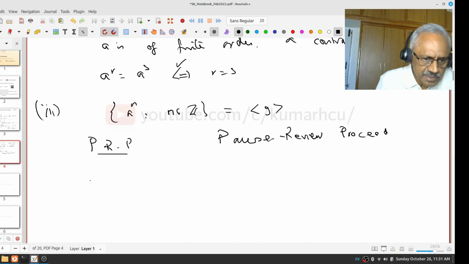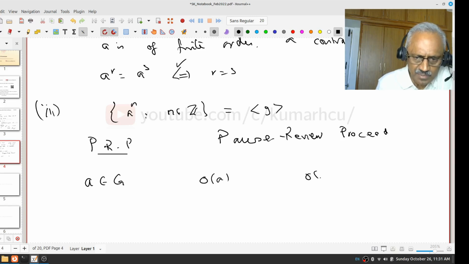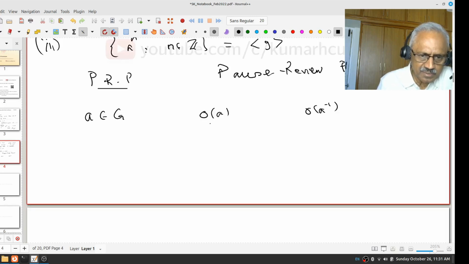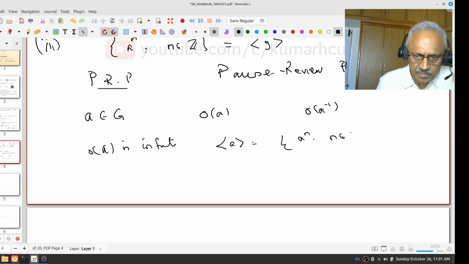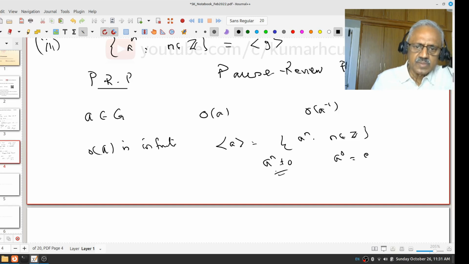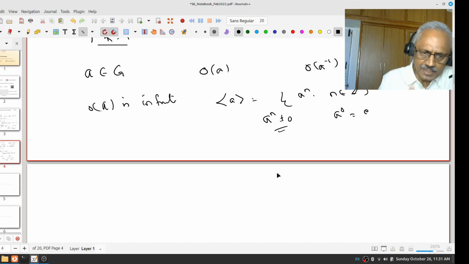Now let us assume that a is again here. Suppose I know the order of a. What is the order of a inverse? This again follows from the earlier argument. Suppose the order of a is infinite, then we know the cyclic subgroup generated by a is a to the power n, n in Z. All of them are, okay, a to the power 0 is identity, but all others are non-identity. Is that clear?